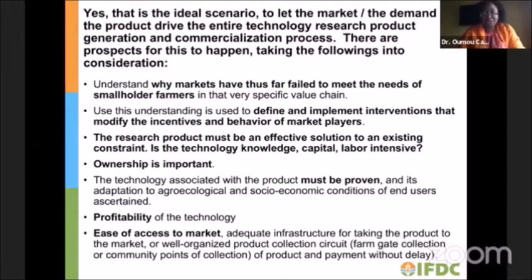The technology also must be a proven technology. It must be shown that it's adaptable to agroecological conditions and socioeconomic conditions of the end users. The profitability of the technology must be demonstrated for you to have adoption and for farmers to have an incentive to adopt the technology. And of course, you have the ease of access to market, both accessing the technology and selling the product of the technology.